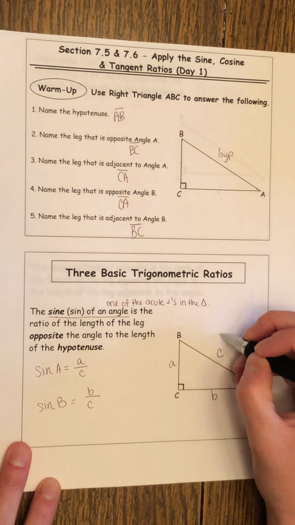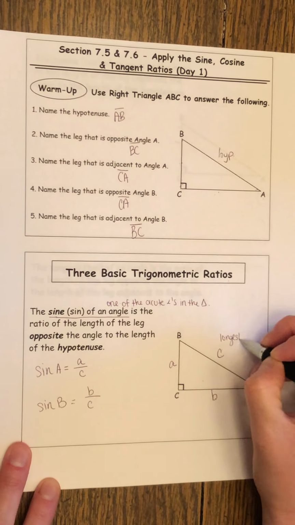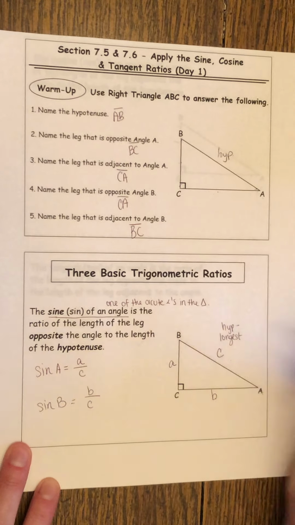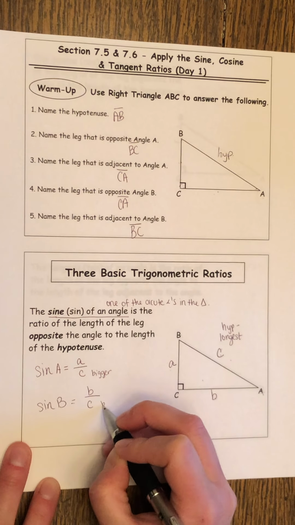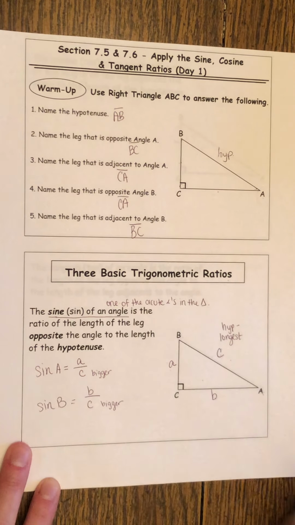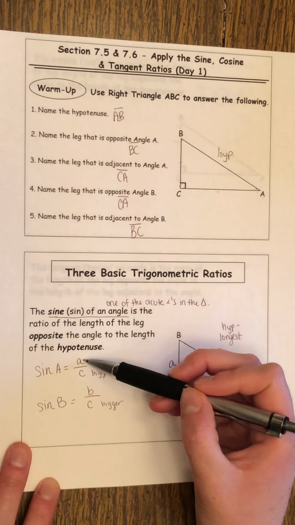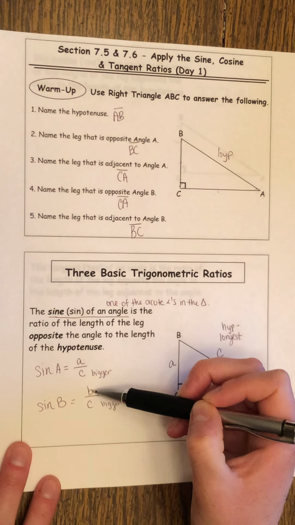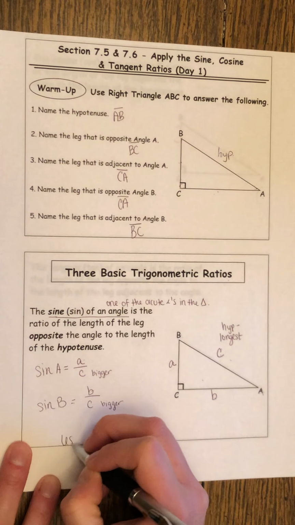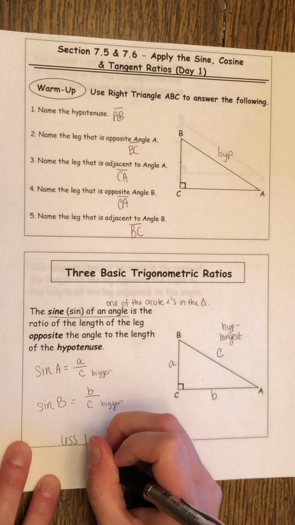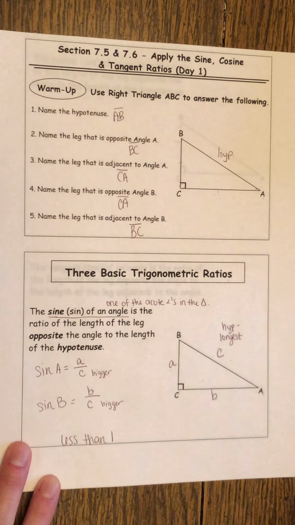Now, remember that in a right triangle, the hypotenuse is always the longest side. So the hypotenuse is always going to be bigger than the leg on top. So a sine ratio should always be less than 1.